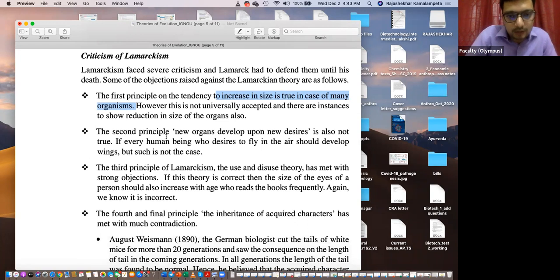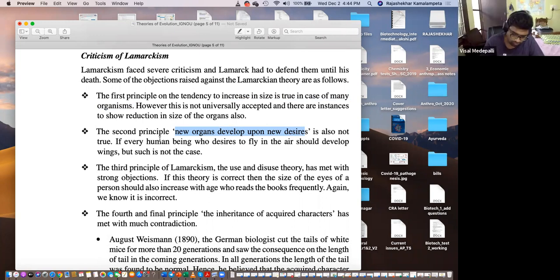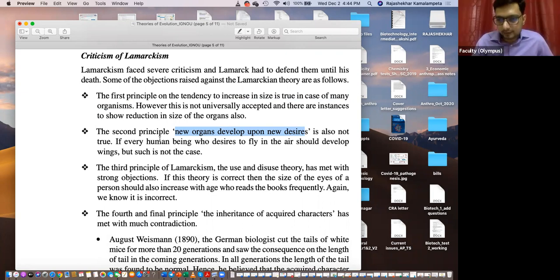Okay, second one, new organs develop upon new desire. It's like saying that humans want to fly. Do we develop wings? So desire cannot give rise to characteristics or organs. So he went wrong in this idea as well. New organs develop on new desires. If every human being who desires to fly in the air should develop wings, but such is not the case. There's a little bit of exaggeration, but it explains it well.